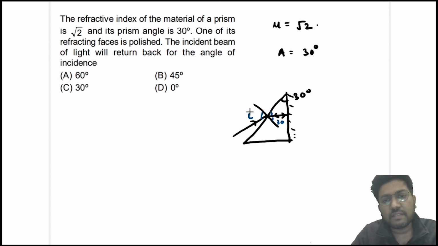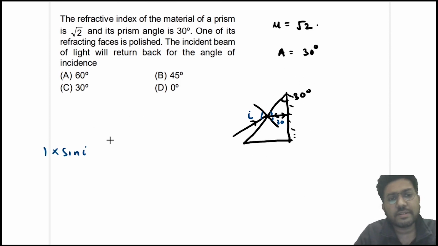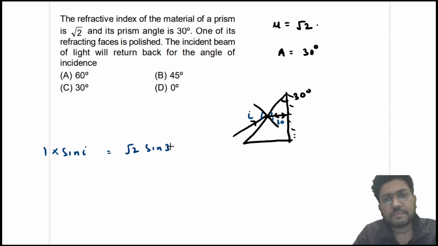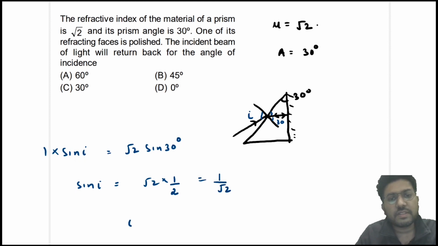So we have to find the value of i. So I will write 1 into sine i. Okay, this diagram was missing from the question. I have drawn this diagram here. 1 into sine i is equal to mu into sine 30. So from this I will get sine i is equal to root 2 into half, and that is equal to 1 by root 2. From this we will get i is equal to 45 degree.